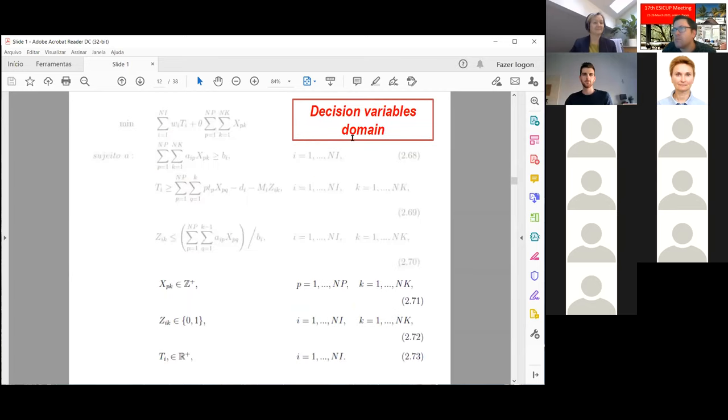And then we have the decision variables domain, the X_PK, which is the use of the cutting patterns P on sequence K, are integers, these zeta IK are binaries, and the total tardiness of an item I is a real variable.